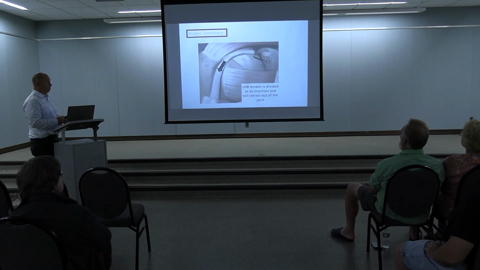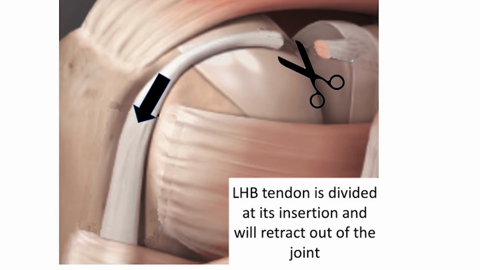So here's a demonstration of the biceps tenotomy. If this tendon becomes inflamed here, typically arthroscopically, what we'll do is we'll release it from where it attaches on the glenoid or the socket, and then that tendon will retract out of the joint, and that can result in that Popeye deformity, but functionally it has a relatively limited effect on strength and motion.